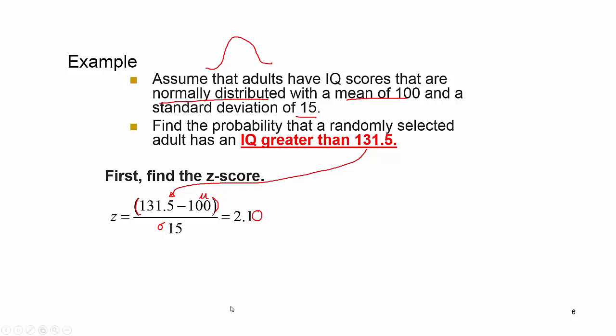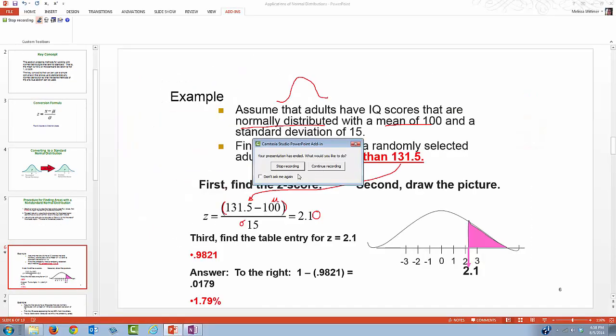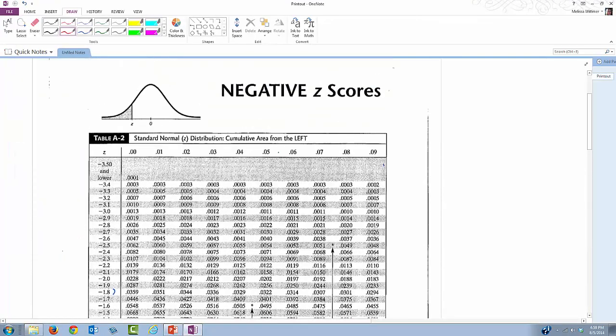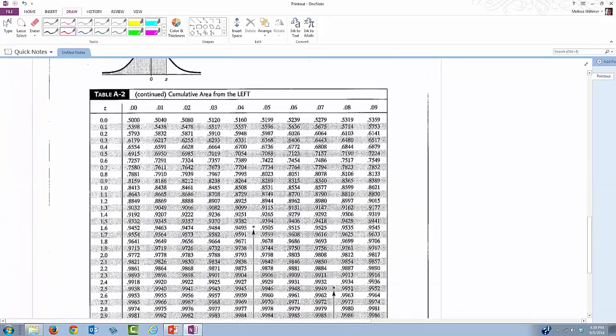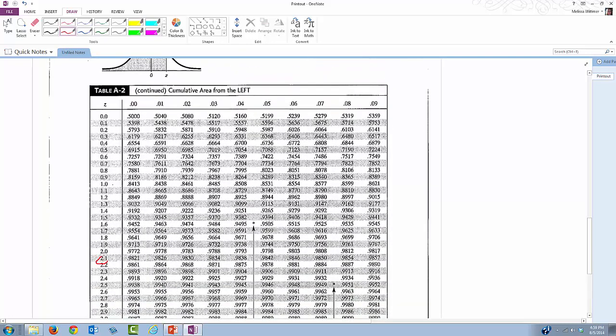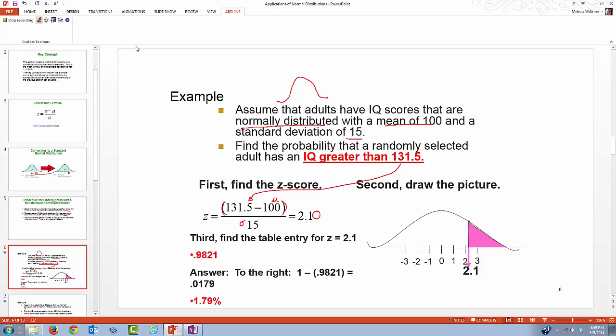So we're going to go to Table A2, and we're going to look up that z value. Okay, so positive 2.10. So we have 2.1, and then we're looking at the hundredths position, which is up above at the heading of the table. So the 0 is the hundredths. So I get 0.9821. So let's go back.